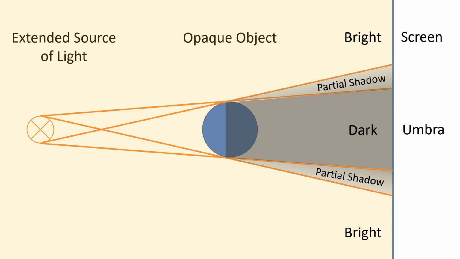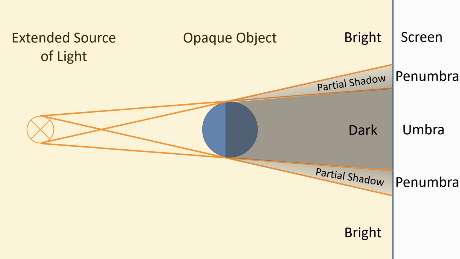We still have an umbra, this dark area where no rays of light reach the screen. But we also have this blurred outside area called a penumbra. Rays of light from some parts of the light source can reach the screen, but not from all parts. In fact, the closer you get to the bright area, the more light hits the screen.